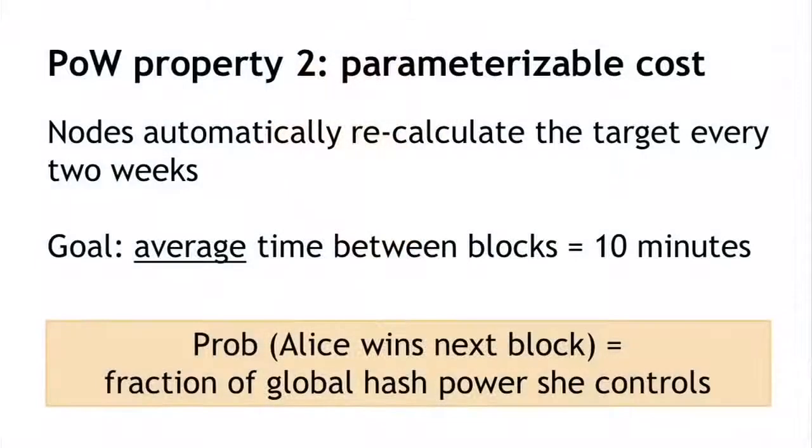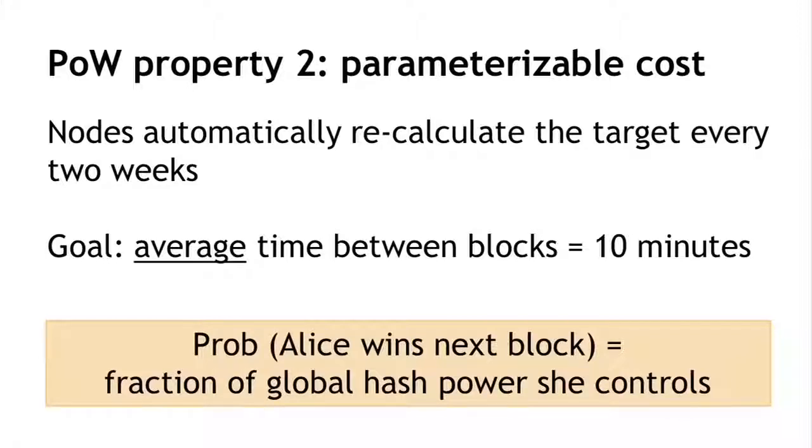So there's a very nice formula to capture this, which is that the probability that any given miner Alice is going to win the next block is equivalent to the fraction of global hash power that she controls. Which means that if she has mining hardware that's about 0.1% of total hash power, she will compute roughly 1 in every 1,000 blocks. So why does this readjustment happen?